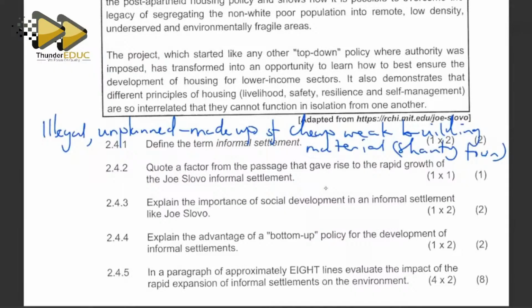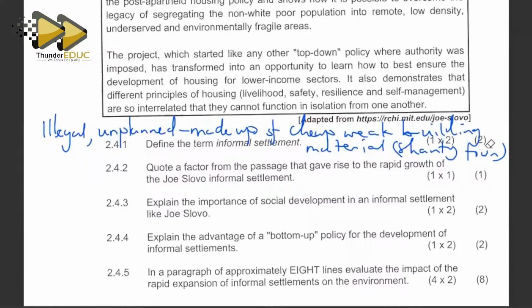That's an informal settlement. And for the same reason, those people cannot build proper structures. They just use cheap material, which is also weak, like plastic material, like zinc material, to make their own shacks and settle.